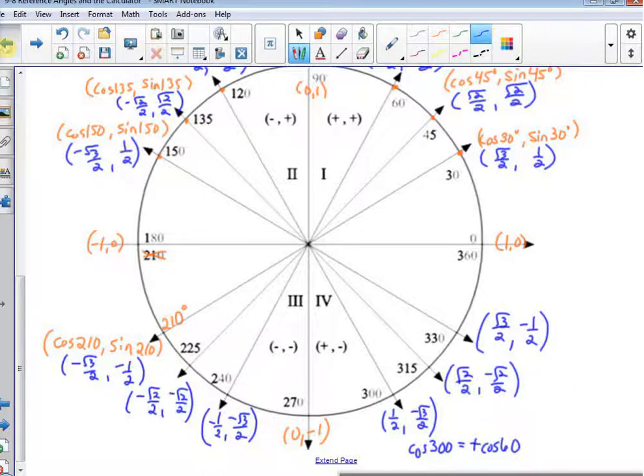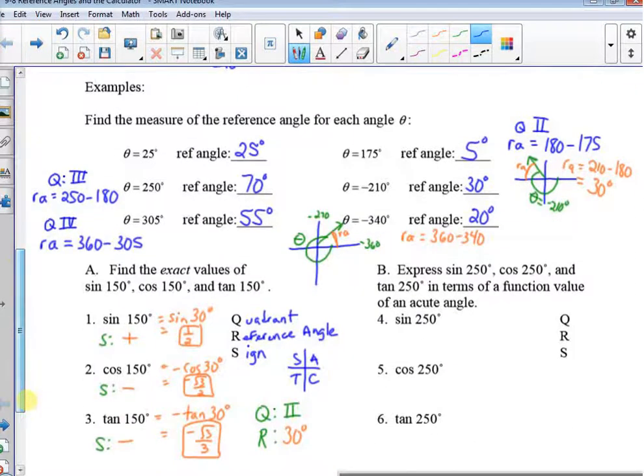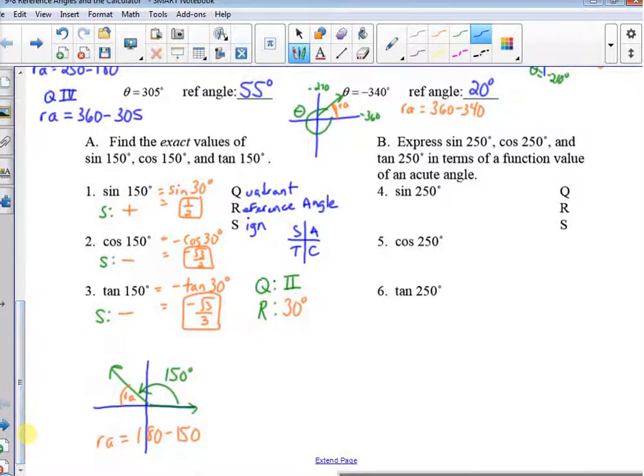So now if we go back, that's why we're able to, in the end here, come up with these answers. Positive sine 30, negative cos 30, and negative tan 30.